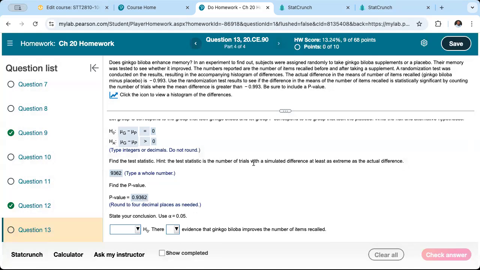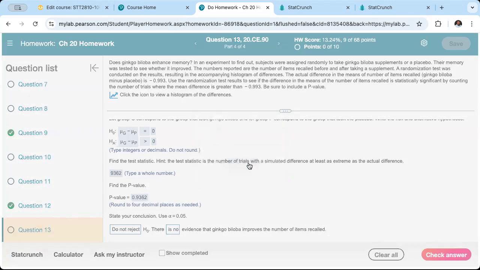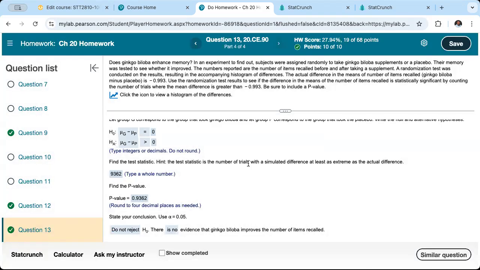So that's all. And then we want to state our conclusion. This p-value here is high. If the p-value here is high, we do not reject. And then if we do not reject, it means that what? There is no evidence. So you check that. And then that is all for question 13.